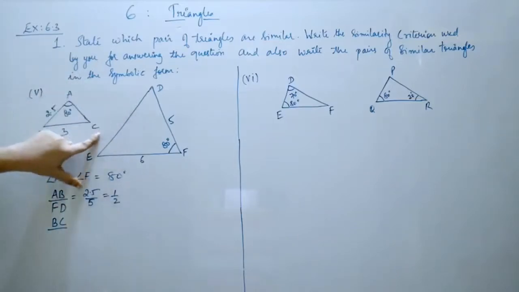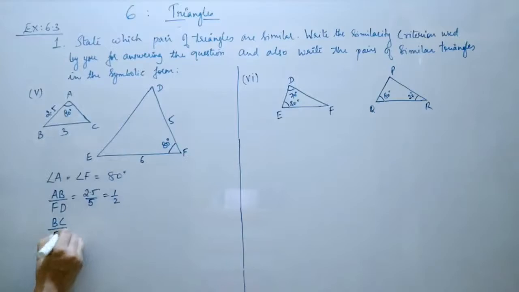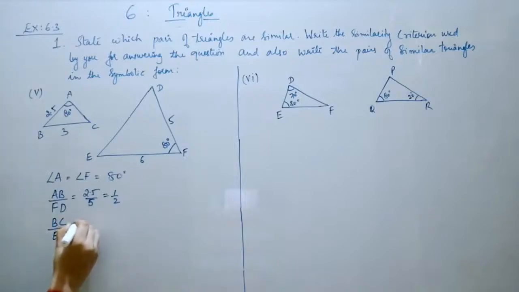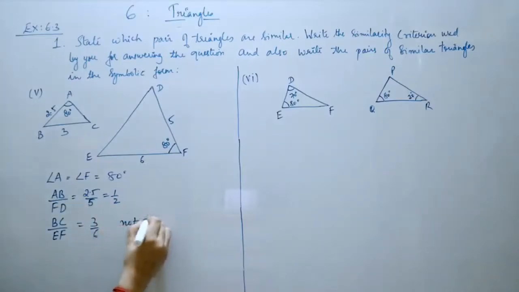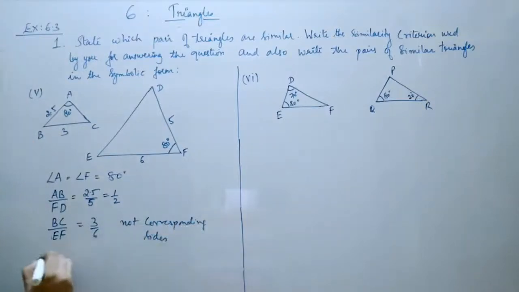But DE is not here. We have not been provided with this side's length, so we cannot take EF and match it, because F is matching with A. So we don't have that fraction to be taken here, and hence we can say that the two triangles ABC and the other one are not similar. EF is 3 by 6, but it is not matching with the other part, which is not the corresponding part. Not corresponding sides, therefore the triangles are not similar.